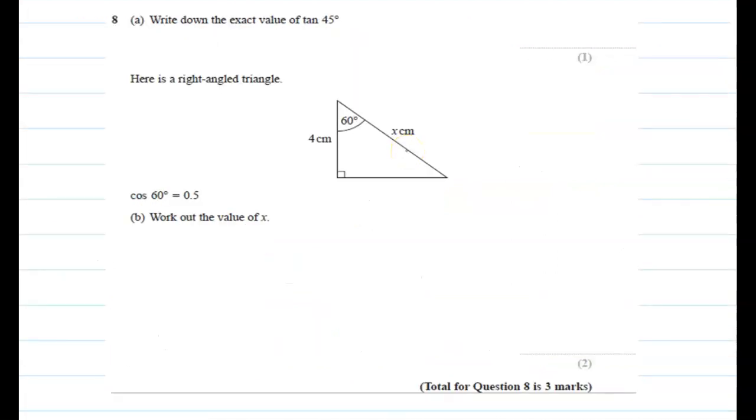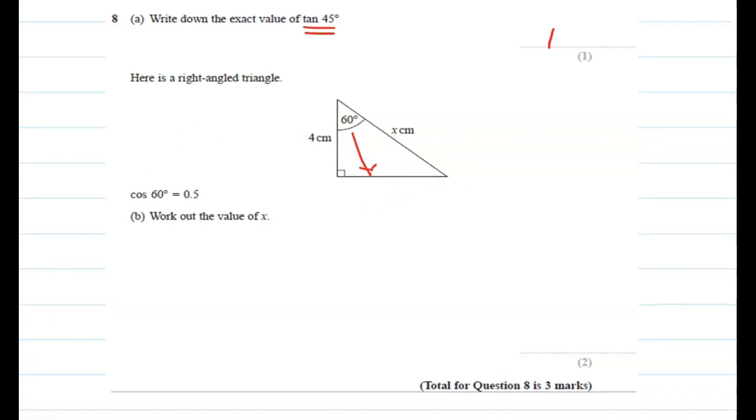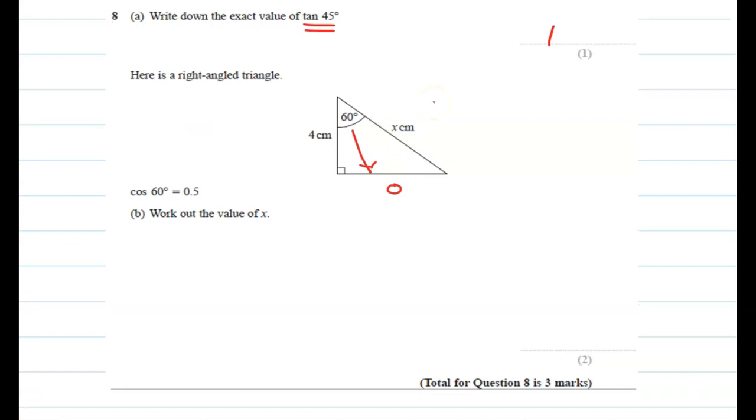Write down the exact value of sin 45. You should know that the exact value is 1, and here it is given 60 degrees and 4 and x. The side opposite to any angle will be opposite, so this is the opposite, this is the hypotenuse, and this is the adjacent. So cos 60 is given as 0.5.